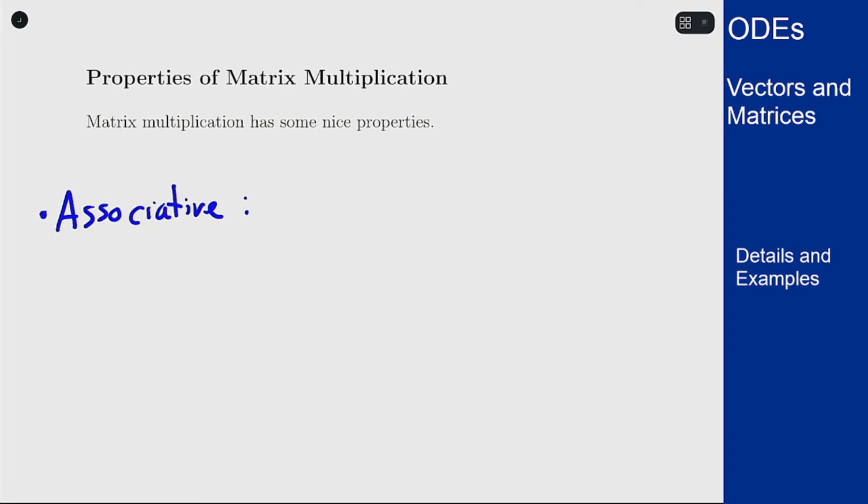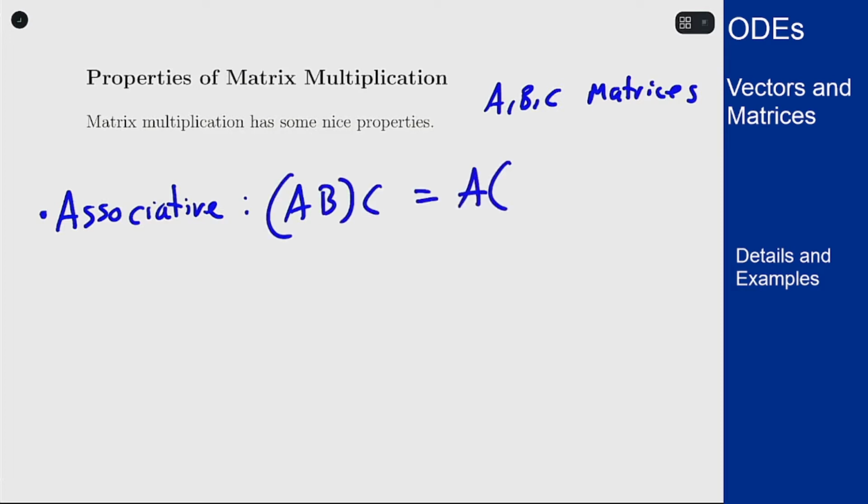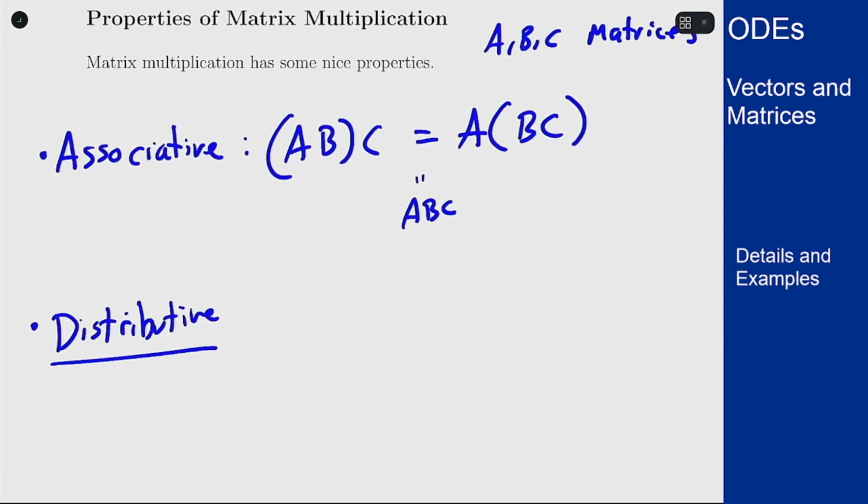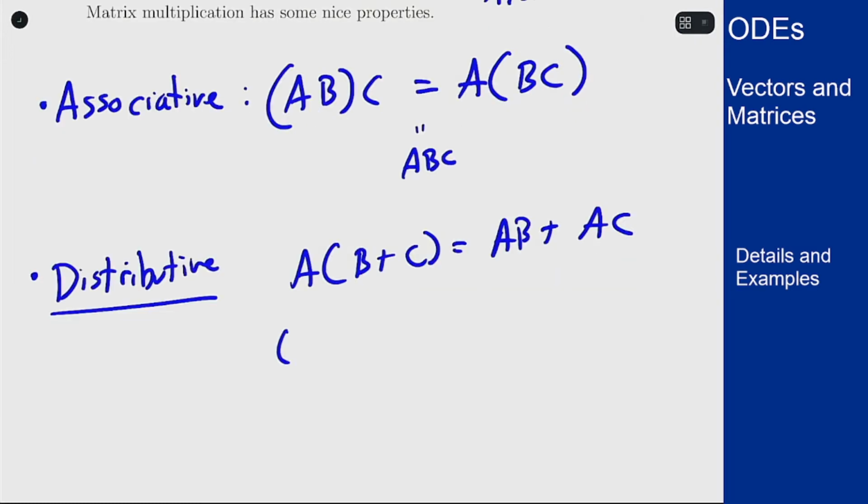This means that if I have three matrices A, B, and C, for which the following products are all defined, then A times B and then times C is the same as A times B times C. So if you have the product ABC, it doesn't matter if you do the A times B first and then the C, or the BC first then the A, they'll both give you the same answer. It is also distributive. So A times the sum of B and C is the same as AB plus AC, and A plus B times C is AC plus BC.